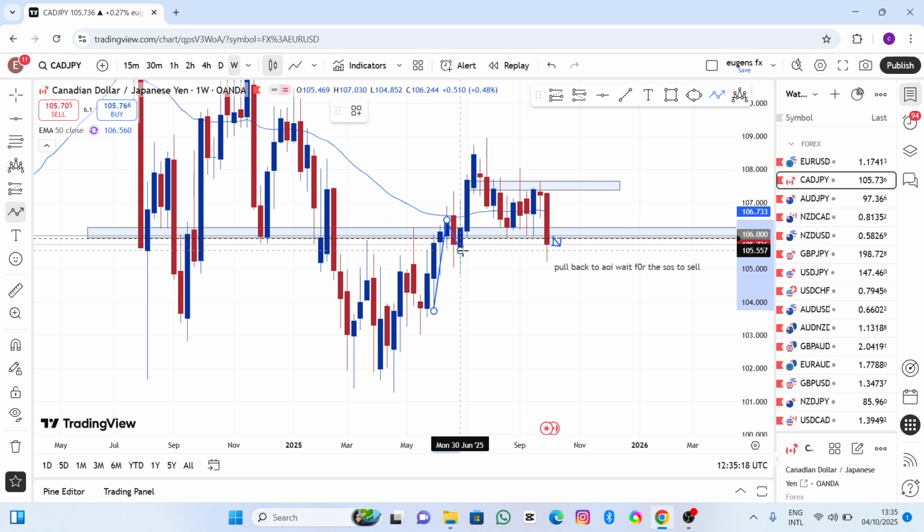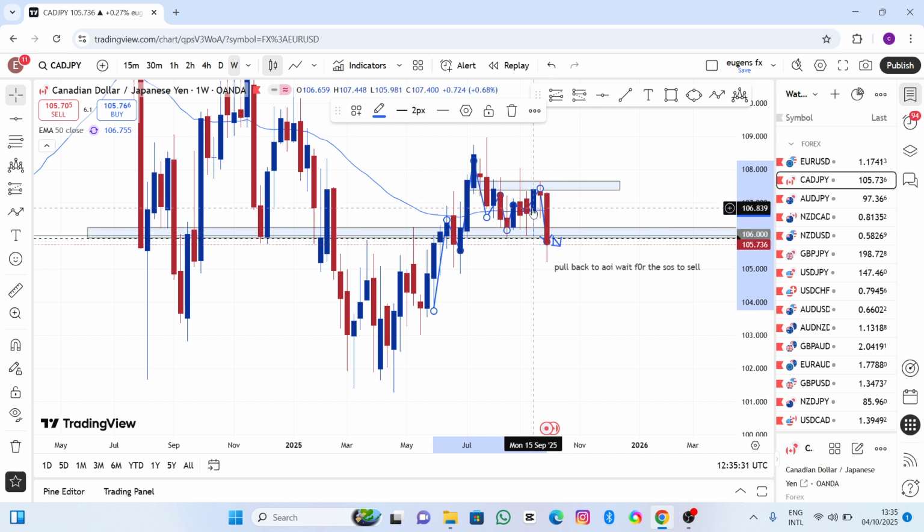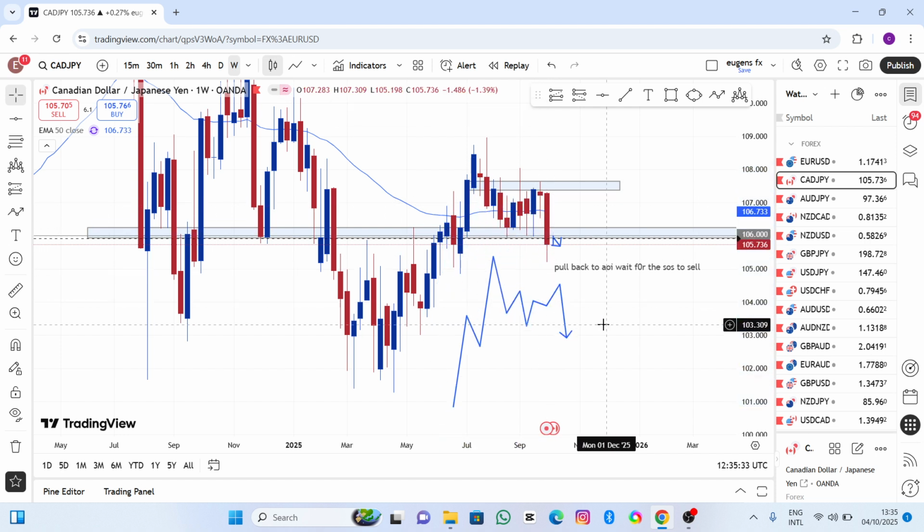Lower high, lower low, lower high, and so this is the kind of structure the market is forming here. As you can see, this is the structure the market was forming here.